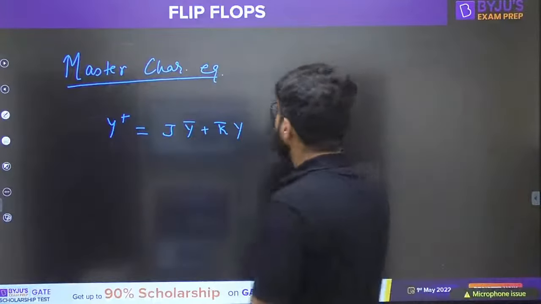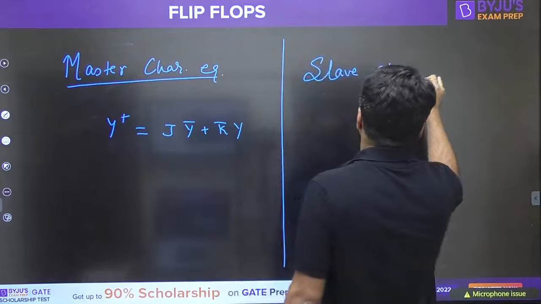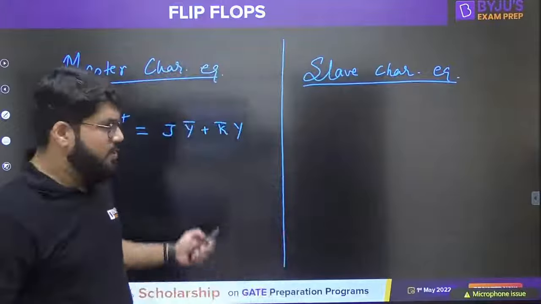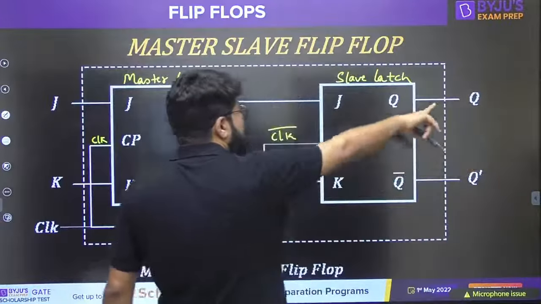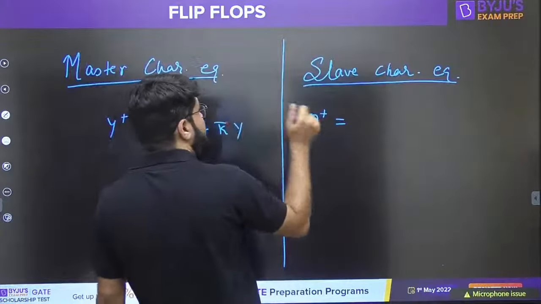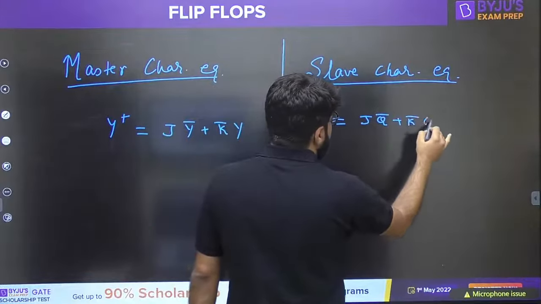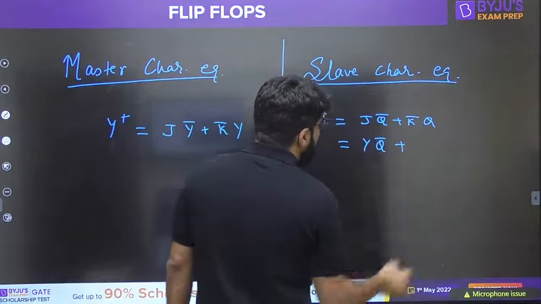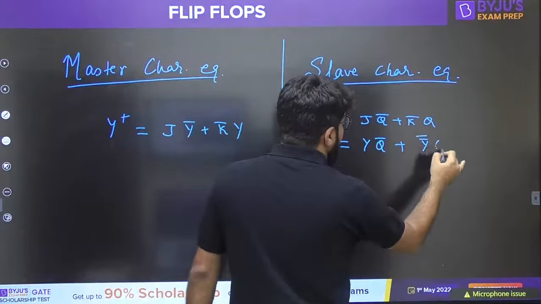What is the slave characteristic equation? Actually that should also be the same. The basic equation is the same, but once I write down the slave, the output of the slave is the final output of the device, that is known as Q. Q plus is equal to J Q bar plus K bar Q, but what is coming to the J? Y input. So Y Q bar. What is coming to the K? Y bar bar, and then Q.